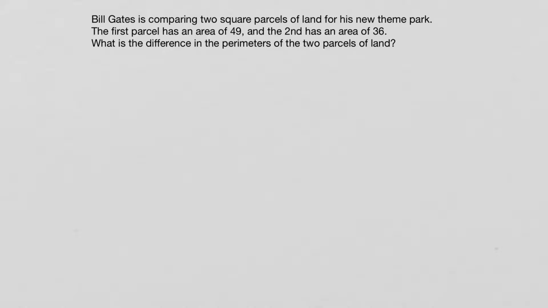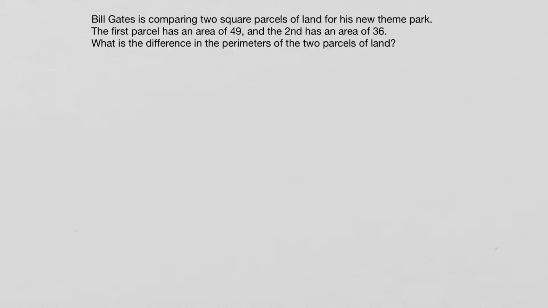Here we have Bill Gates, and he is buying 2 square parcels of land for his new theme park. We're told that the first parcel has an area of 49 and the second parcel has an area of 36 square kilometers. It's asking us what the difference in the perimeters of these 2 square parcels of land is.